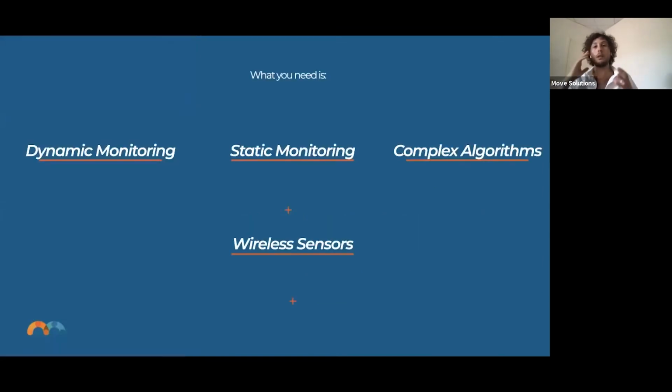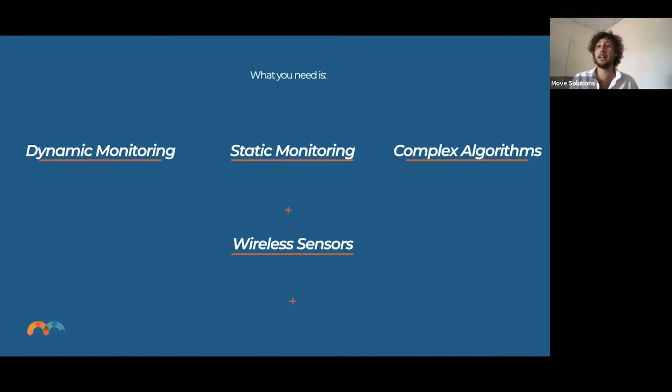Now, dynamic monitoring is complex. Why is it complex? I need to sample at a high frequency. I need algorithms to extrapolate this information, because it's not only about an FFT, it's about complex algorithms.